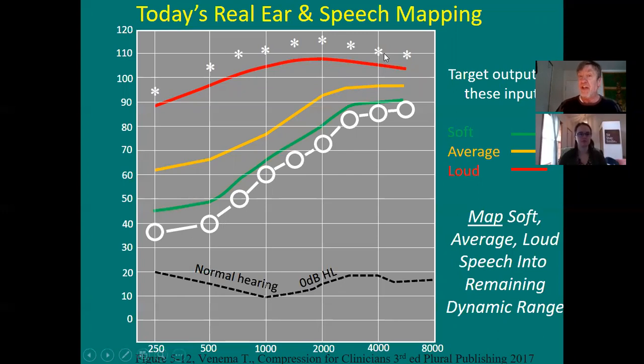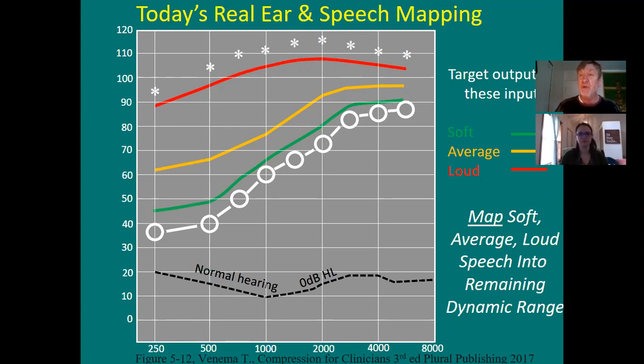And what you want to do is say, hey, soft input speech, let's aid it so it's barely audible. It's barely above his thresholds. Because normal hearing people barely hear soft speech, so why should the hearing aid wearer? And then let's take average input speech, the yellow, and let's lift it up where it belongs. Okay, so it's all audible. And then let's make sure loud input speech does not exceed loudness tolerance levels. You have literally mapped input speech for 3 different intensities. So this is what's called speech mapping.